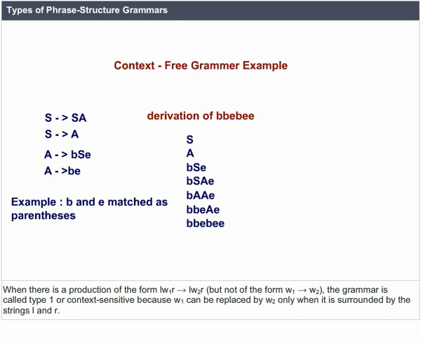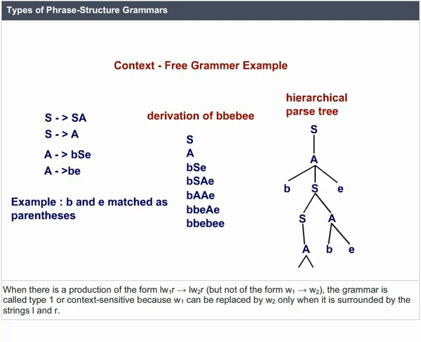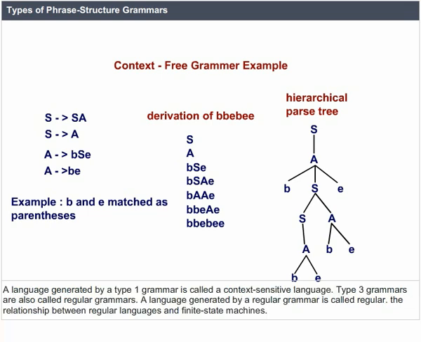When there is a production of the form lW1r tends to lW2r but not of the form W1 tends to W2, the grammar is called type 1 or context-sensitive because W1 can be replaced by W2 only when it is surrounded by the strings l and r. A language generated by a type 1 grammar is called a context-sensitive language.